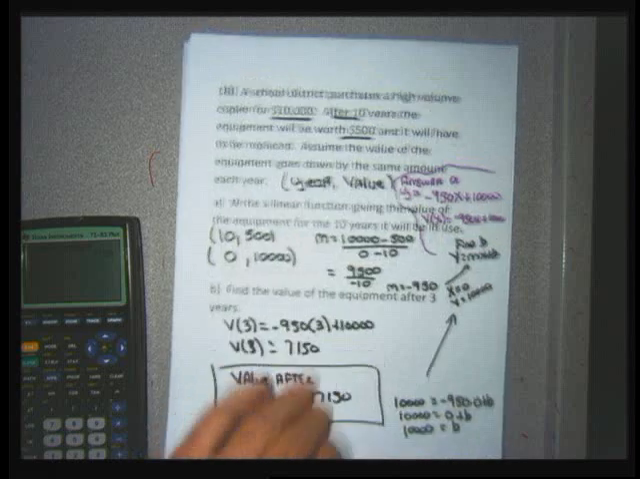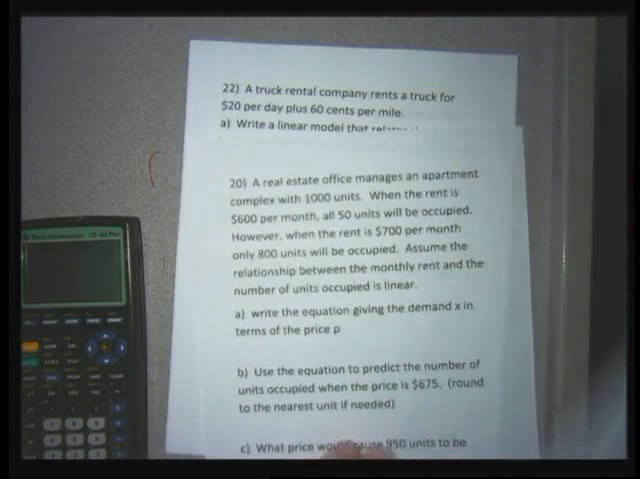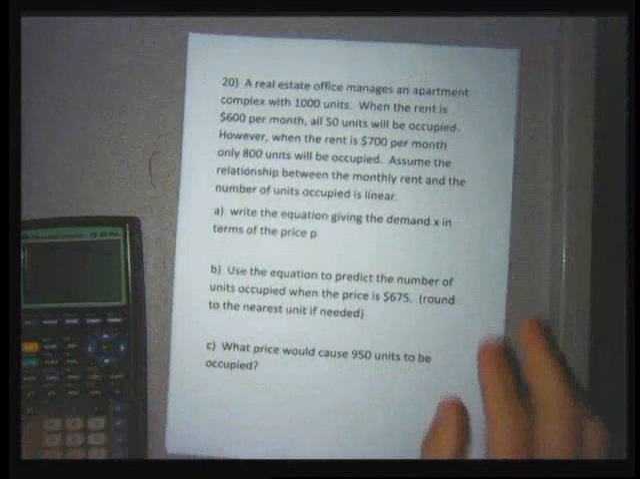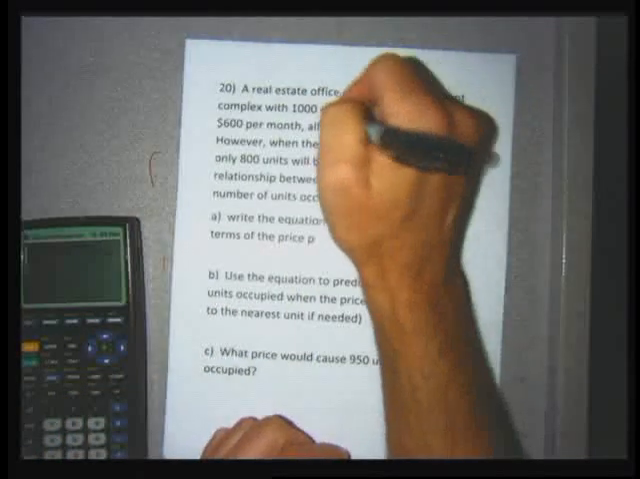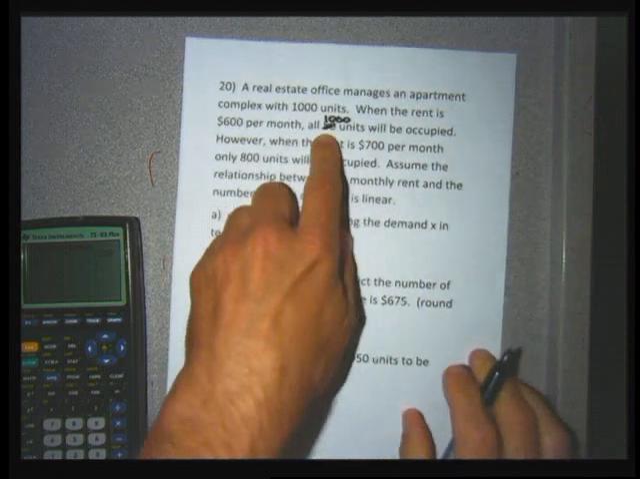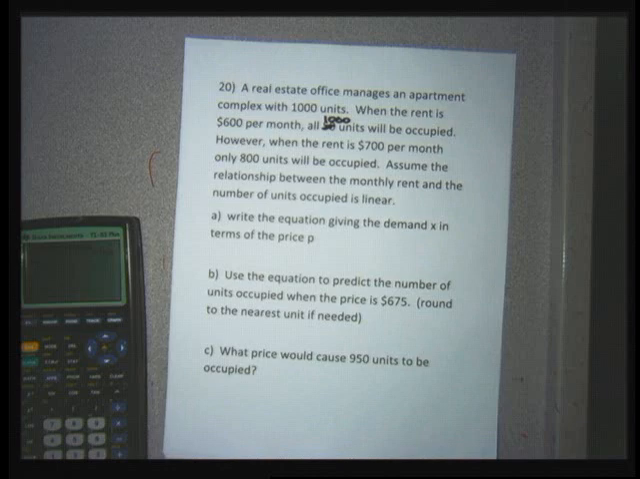20 is another problem where it's just set up nicely to make points. 22 and 24 are not set up so nicely, and I won't be able to do those with points so well. I needed to change this number. So as I read through problem 20, and eventually I'm going to fix that so you don't see that 50 there. A real estate office manages an apartment with 1,000 units. When rent is $600 per month, 1,000 units will be occupied. When the rent is $700 per month, only 800 units will be occupied. Assume the relationship is linear.